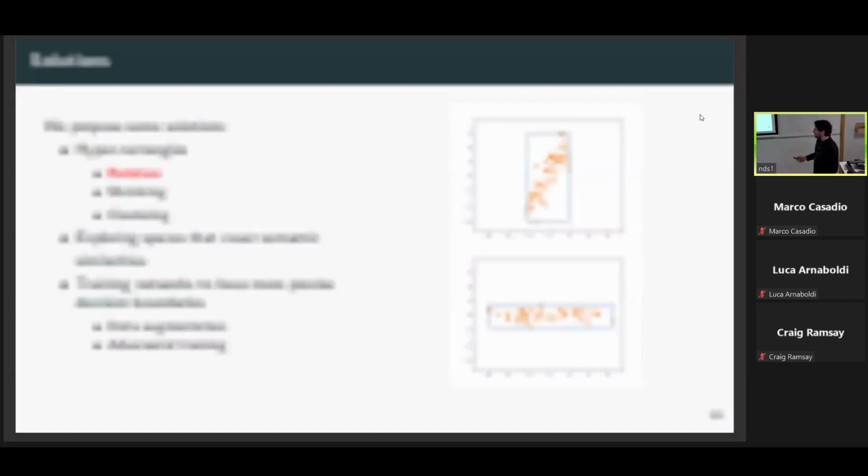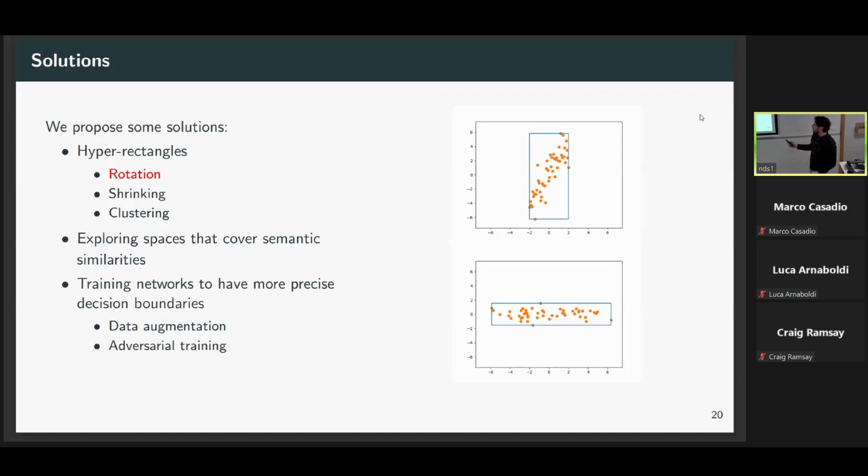So the first thing is we try rotating the data. You can see, if you rotate the data to align with the axis, and then calculate the hyperrectangles around them, it is much tighter and you have less white space, less noise. And that proved to be very effective.